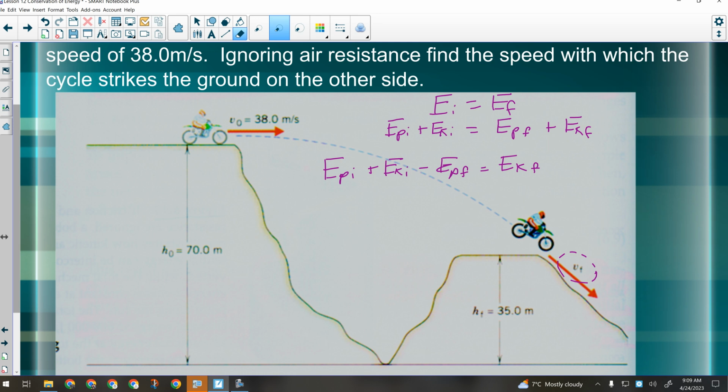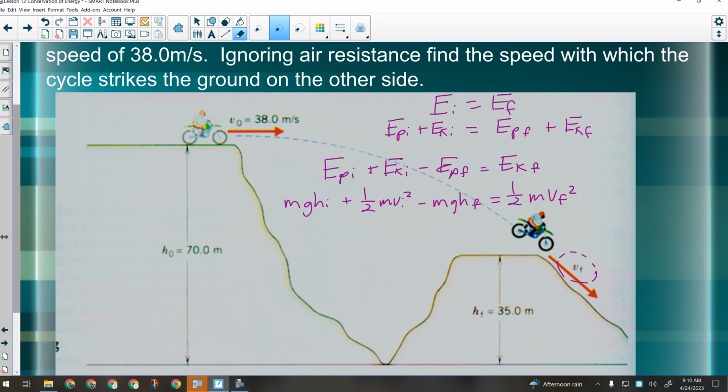Now I can put in my formulas. I can expand it out again. Sometimes it's easier to do that subtraction operation before you've got the M's and G's and V's and everything in there. So I get M times G times H initial plus 1/2 M V initial squared minus M G H final equals 1/2 M V final squared.